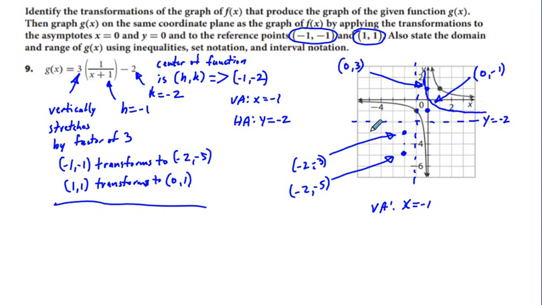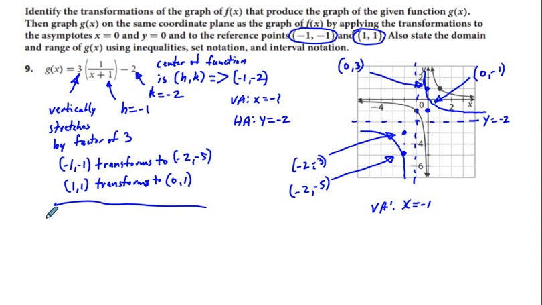So that's the curve in quadrant 1, or not quadrant 1, but to the upper right of our center. And then this one here, we're going to have just like this. So that's the curve, vertically stretched by a factor of 3. Okay, next says domain.